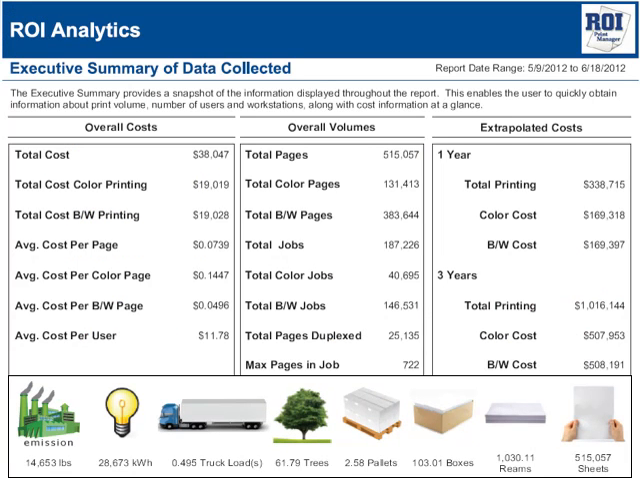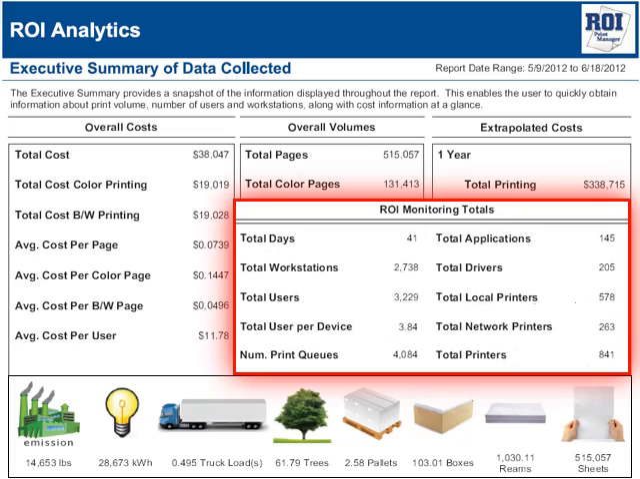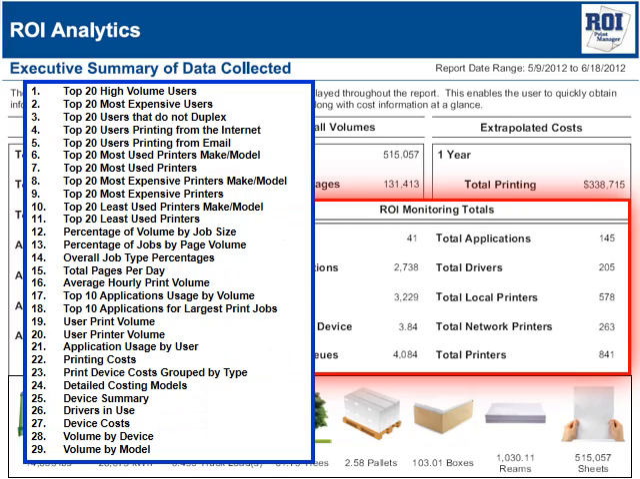Great data drives great decision making when it comes to implementing and managing the most effective print strategy for your organization. And ROI Analytics delivers all the details you need. But rather than have you sift through mountains of information, our executive summary style reporting gets you the most important information up front where it's needed most.